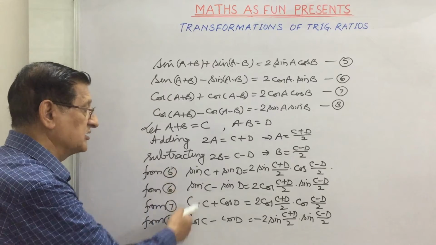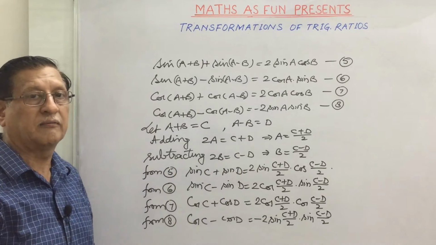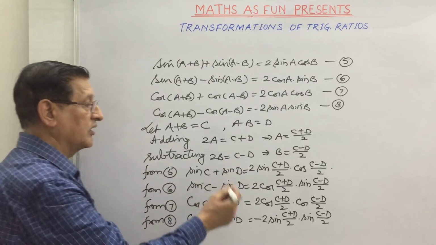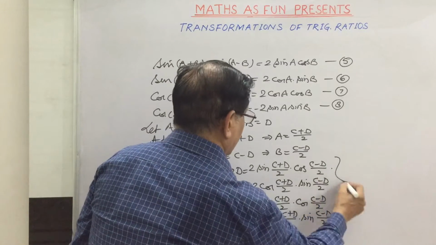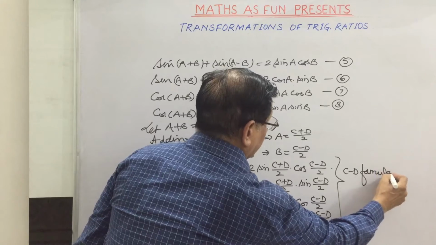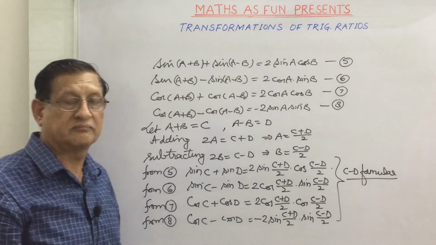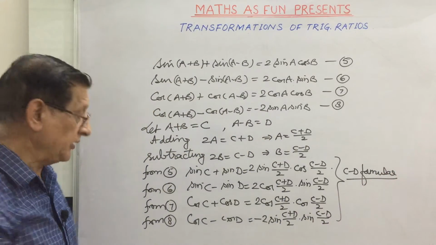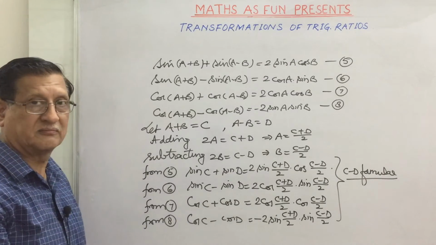Since we are writing these formulae in terms of C and D, that's why they are also known as CD formulae. We can remember them as CD formulae also. But see the last one.